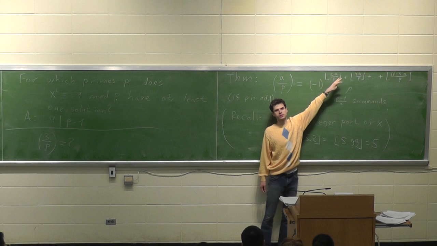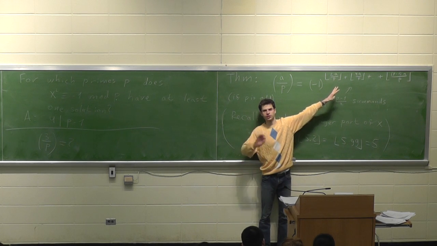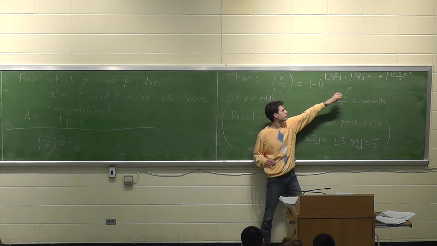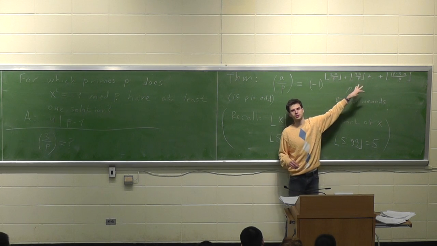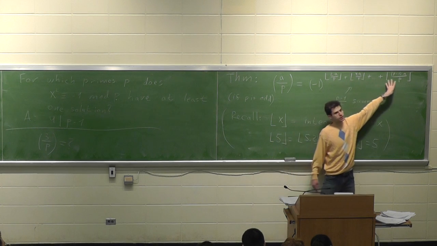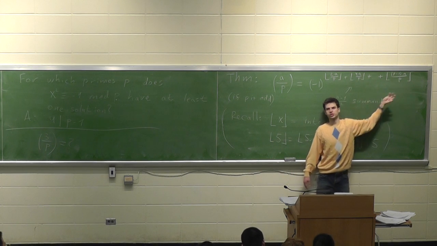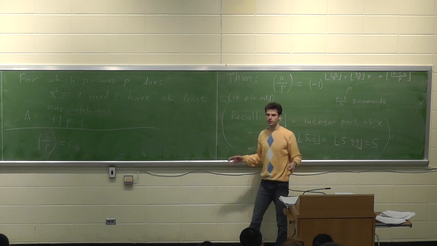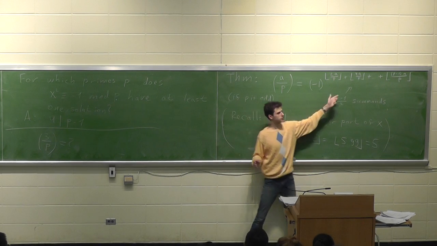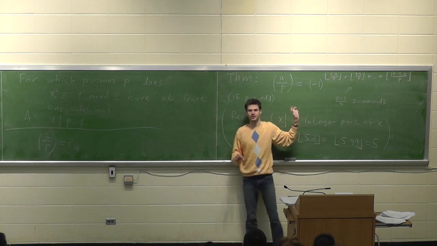Take 2 times a divided by p. Disregard the non-integer part. Remember this number. Take 4 times a divided by p. Once again, disregard the non-integer part. Compute (p minus 1) over 2 such terms. Take the sum. If the sum is even, this is a square. If the sum is odd, it's not a square.